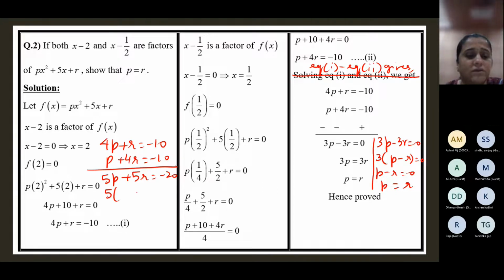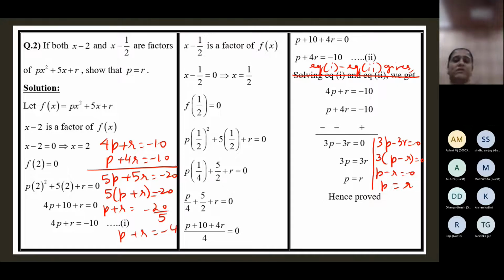You can take out 5 common. So P plus R is equal to minus 20 by 5, which is minus 4. So you're getting something different. So if you're asked to show that P plus R is equal to minus 4, then you have to add the two equations. If you add and you don't get the required result, then you subtract. When you subtract, you get it.